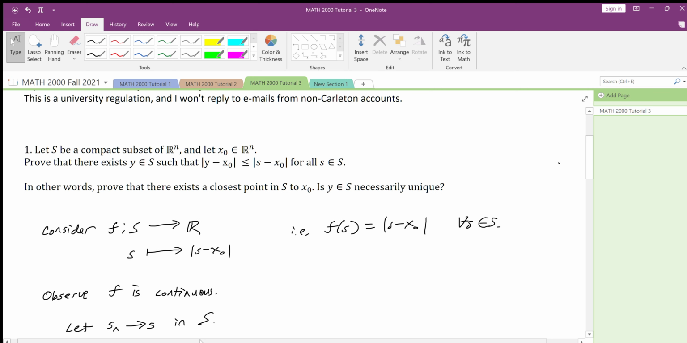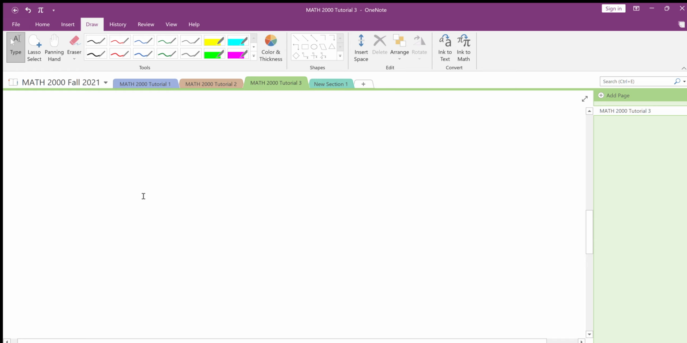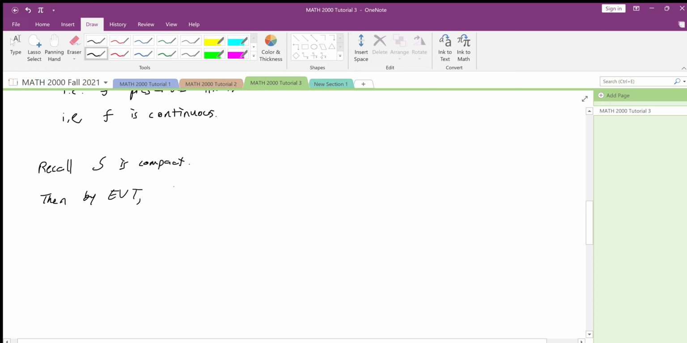So far what we've done is define a function f. This function f is continuous. S, we are told, is a compact set. So from lecture, you would have learned about the extreme value theorem. So let's use that now. Recall S is compact. So then, by the extreme value theorem, f attains its max and min. And right now we'll put emphasis on the minimum.